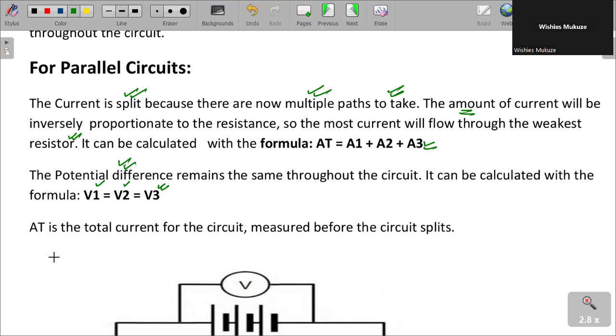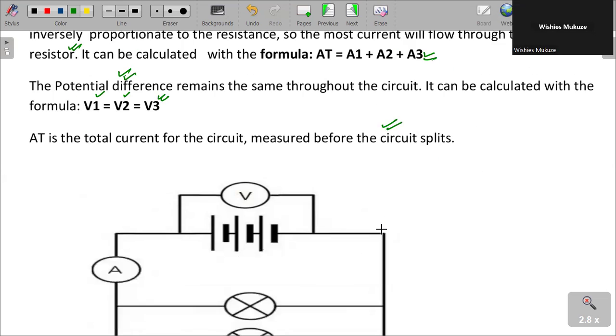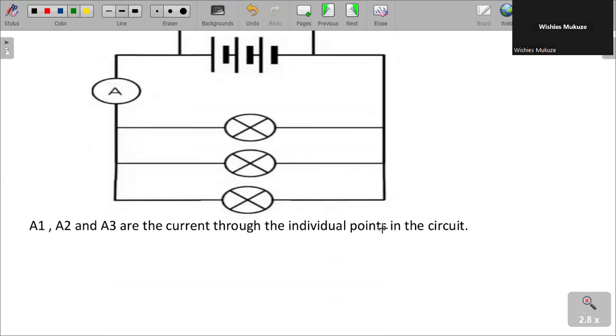And then, it is the total current of the circuit measured before the circuit splits. When you look at the amount of current, it is equal to the total current for the circuit, measured before the circuit splits. A1, A2, and A3 are the individual currents through the individual points in the circuit, which we are saying are in parallel circuits.